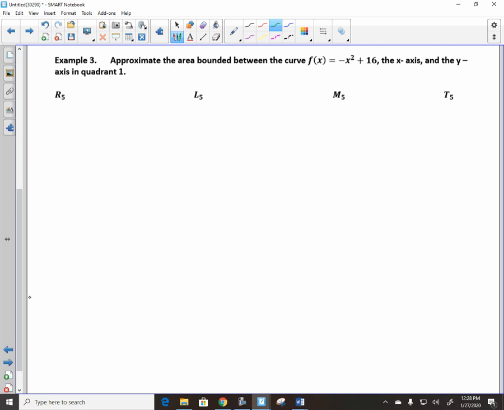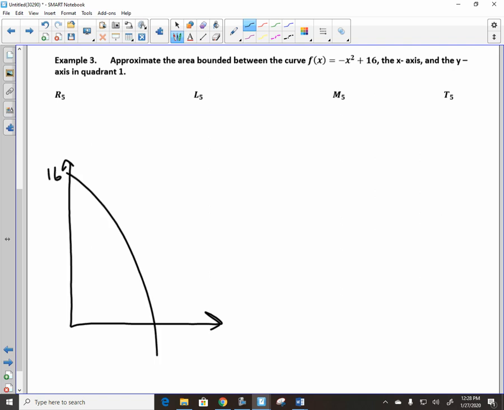Now we are given a function, -x squared plus 16. Approximate the area bounded between the curve -x squared plus 16, the x-axis, and the y-axis in quadrant 1. So I have the first quadrant. What does -x squared plus 16 look like? Up here at 16. Anybody know where it crosses the x-axis? That will be important. 4, very good. See how much math you know.